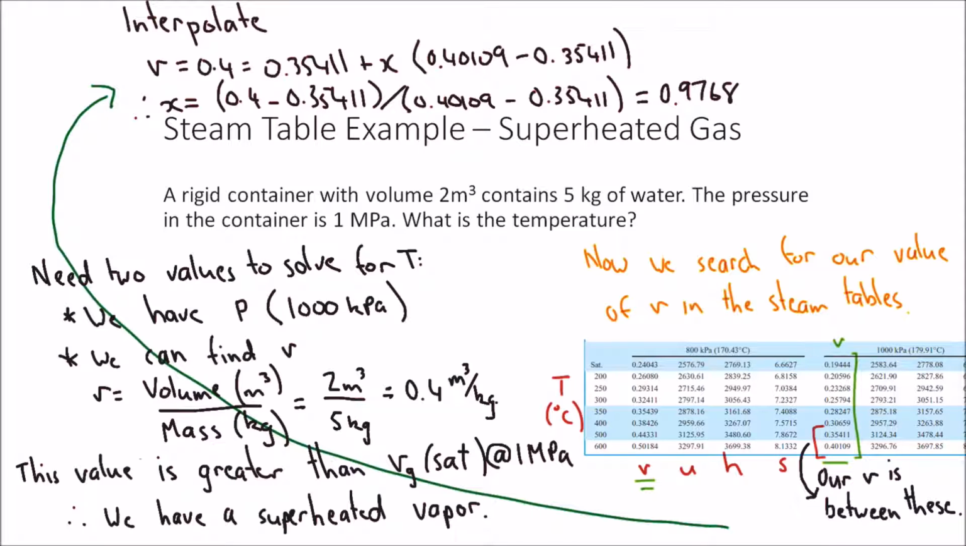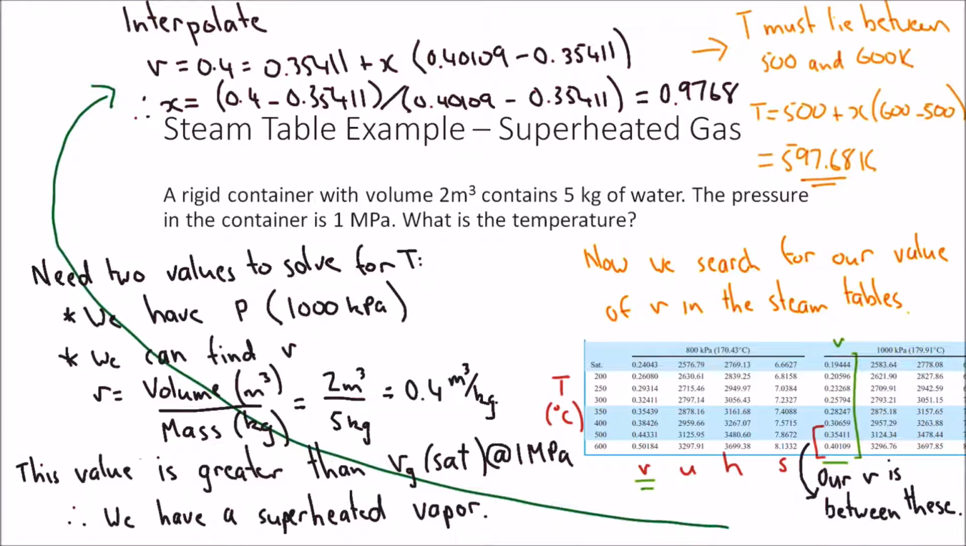It's 0.97, which means that, quite simply, 0.4 is much closer to 0.401 at 600 degrees C than it is to 500. So we know that x represents the fraction between 500 and 600 degrees, which means that we can use it directly to compute the temperature, which is just 500 plus x times 100, which is the temperature difference between those two bands, and that gives us 597 degrees.